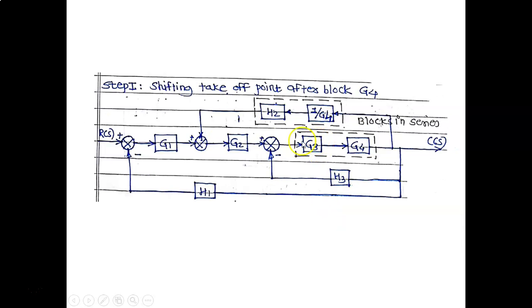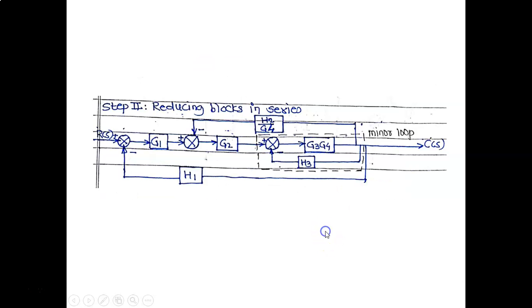See here, we have shifted the takeoff point from this point to this point after the block G4. Therefore we have added a block having the reciprocal of the value of the block. Therefore 1 upon G4 block we have added in line with H2. Because of this, what will happen? G3 and G4 will become blocks in series, and this H2 into 1 upon G4, these two blocks also will become blocks in series. Therefore they will get multiplied with each other. Therefore G3 G4 and H2 upon G4, these two blocks are formed.